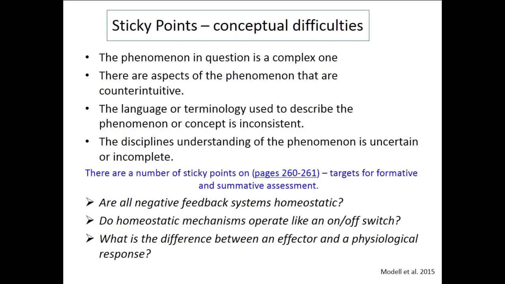There are some important sticky points that the conceptual framework allowed us to really get to. Students not only fail to generalize, but they overgeneralize, thinking that all negative feedback systems are homeostatic. Well, the stretch reflex is negative feedback, but it's really not homeostatic in the way we think of it. Some of them think it acts like an on-off switch. Some students confuse effector with the response.